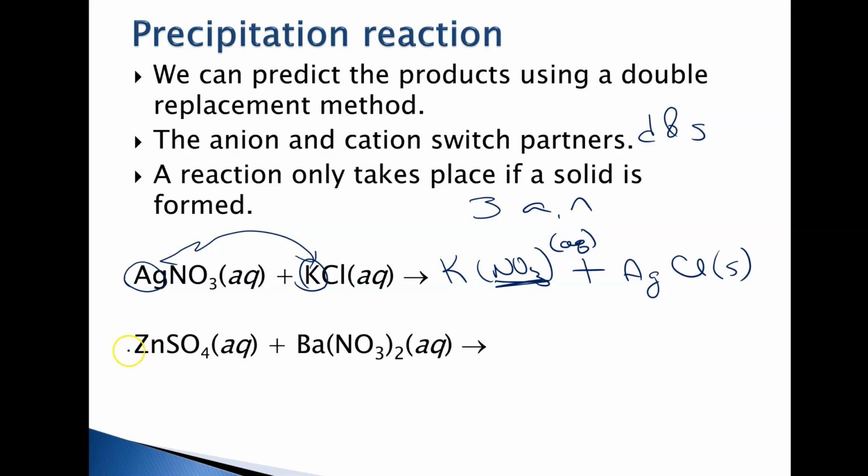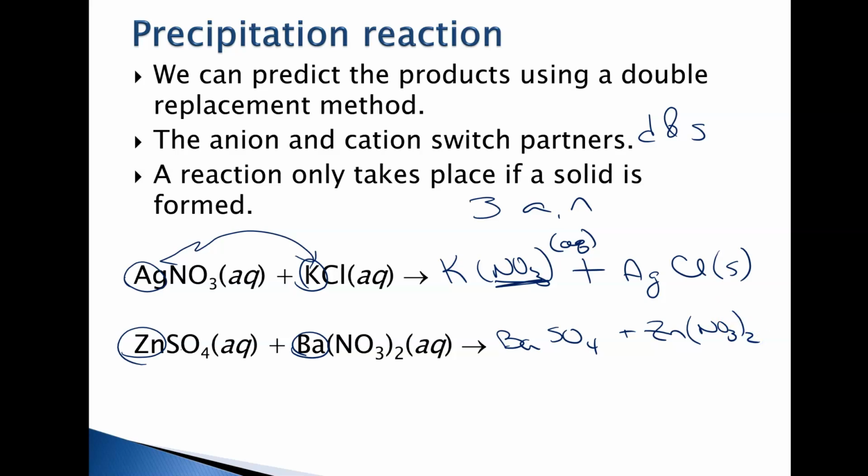If I was to do this one, the Zn and the Ba trade places. I'm going to have the Ba, which is positive 2, with sulfate. And I have memorized sulfate as negative 2, so drop and swap and it goes away. And then the Zn on the periodic table is one of the ones that's always 2. And nitrate is negative 1, so when I drop and swap, I get that.